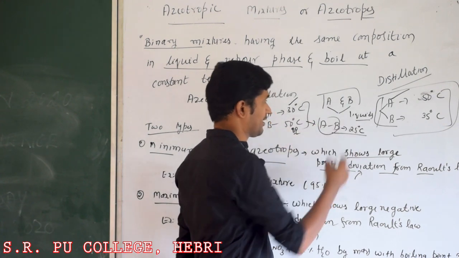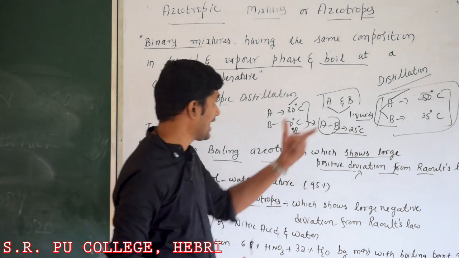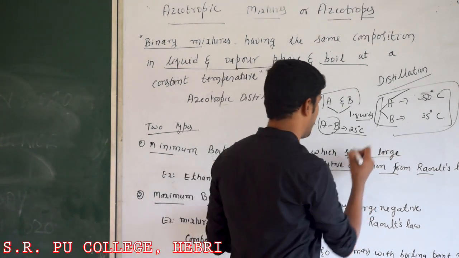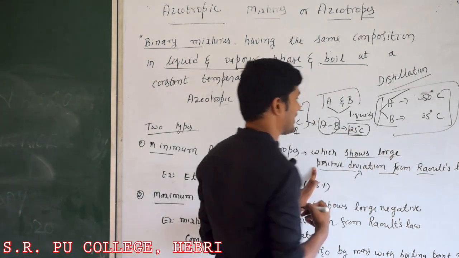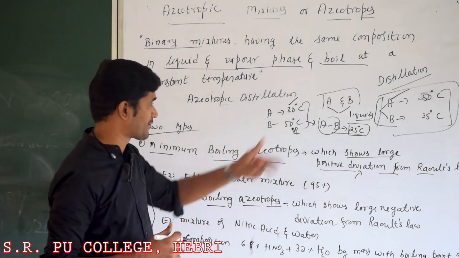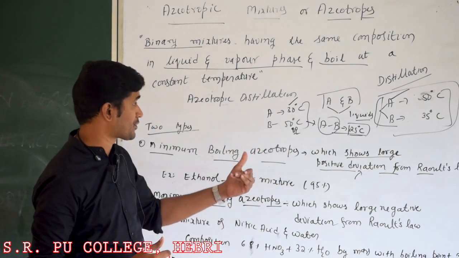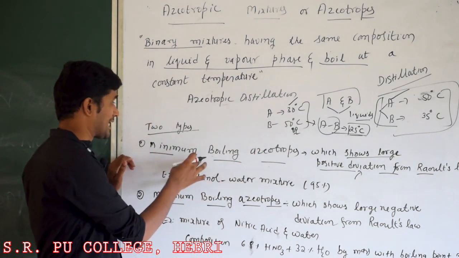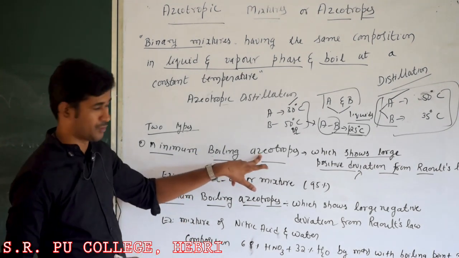And in the solution, what happens to the boiling point of the solution? It decreases since it shows positive deviation. So it becomes 25 degrees Celsius. Such types of solutions show large positive deviation, and these are known as minimum boiling azeotropes.